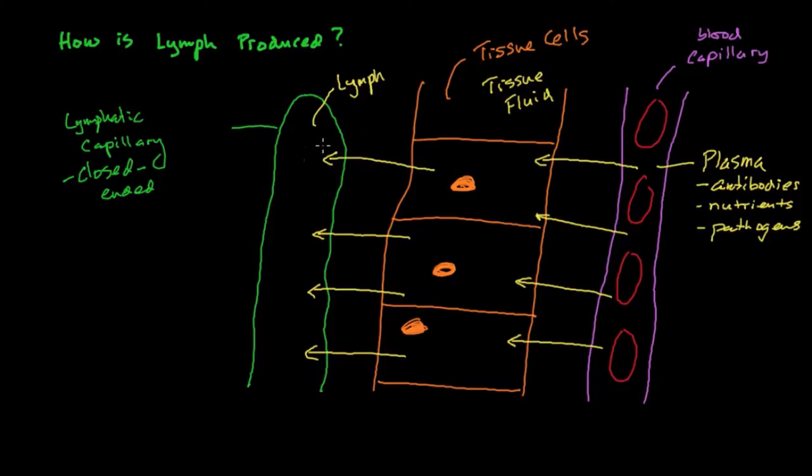And then this lymph will travel to larger emerging structures called lymphatic vessels back to ducts, and then ducts will return lymph back to the cardiovascular system through veins once that lymph has been cleaned, which we talked about in the previous lecture. Okay? So this is how lymph is produced.